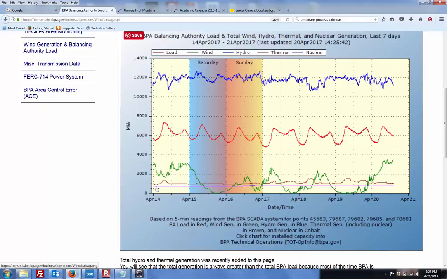I guess that's what this guy is. That must be cobalt. You think it was purple. Yeah, that's the only color left. And that was nuclear? Yeah, this is nuclear. Why is it so low and so flat? It's more of a constant. It's just the base load. Yeah, they don't turn them off. It's not an instantaneous switch. It's the base load.